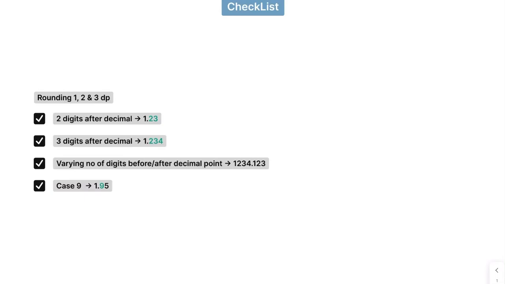So in this video, we're going to look at rounding to decimal places. We're going to look at 1, 2, and 3 decimal places. We are going to cover all these examples on this list. So we're also going to look at what happens when you've got something like 1.9, what happens to the 9 when you round that up. So let's make a start.